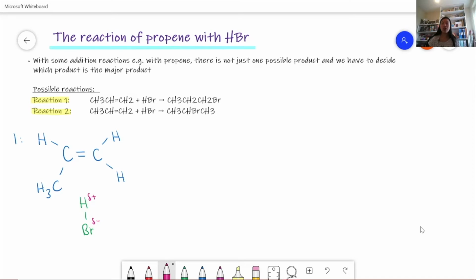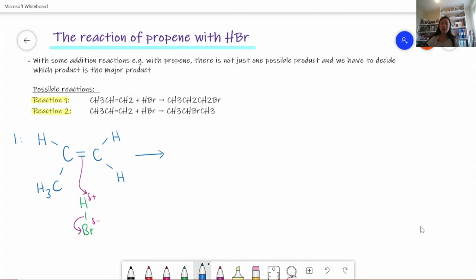So it's attracted to the high electron density of this carbon-carbon double bond. And so again, what happens is that the two electrons from this double bond, well, one of the bonds, then moves to this partially positive charge of the hydrogen. And then these two electrons from this covalent bond move towards the bromine. And what we form is a carbocation.